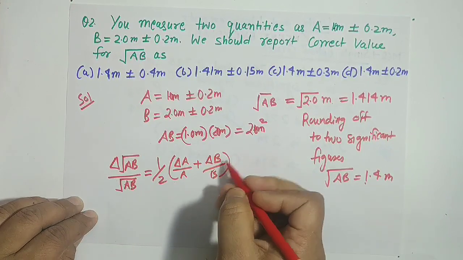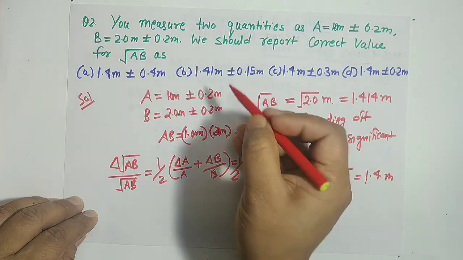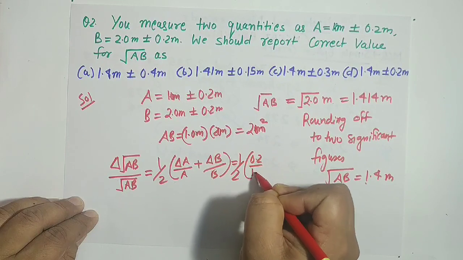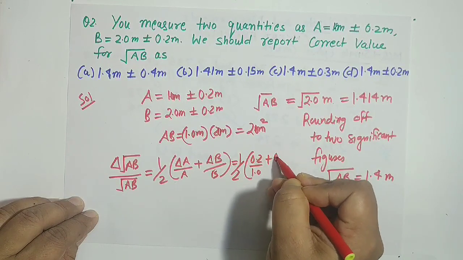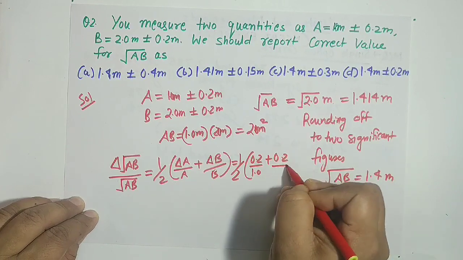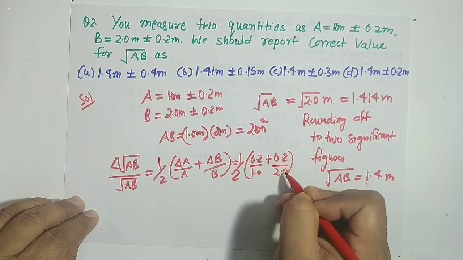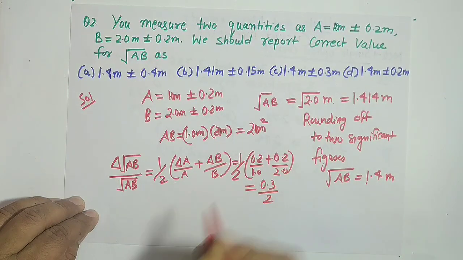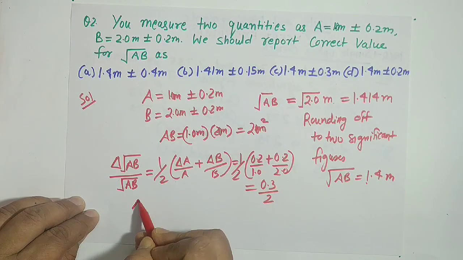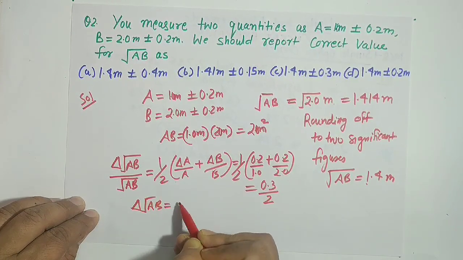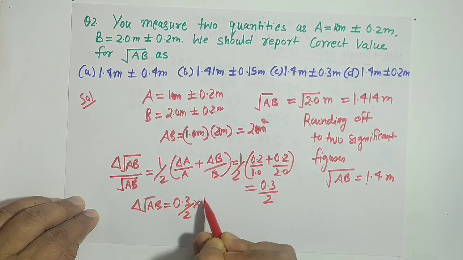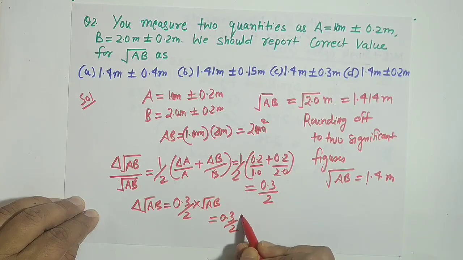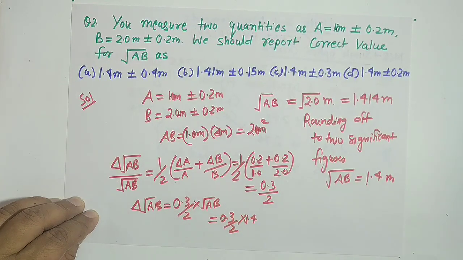So if you solve it, half of, what is delta A? It is 0.2 by 1. And what is this? 0.2 by 2. So solve it out. If you solve it out, it becomes 0.3 by 2. Got it? Now that means delta root AB will be 0.3 by 2 of root AB. And if you solve it, 0.3 by 2 of root AB, which is 1.4, and then you calculate it.